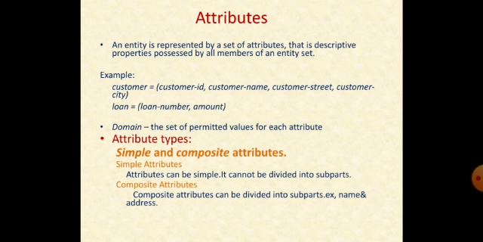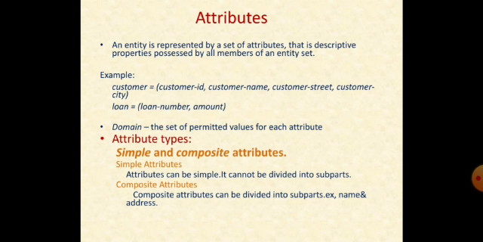The next one is domain. Domain means the set of permitted values for each attribute. For example, customer ID contains the value C101. So this is a permitted value for that attribute, the customer ID. This is called the domain.